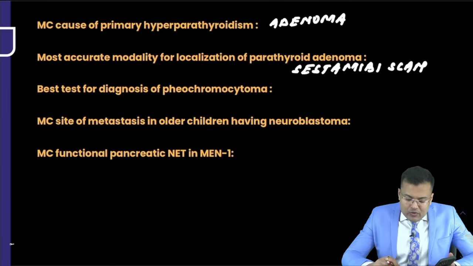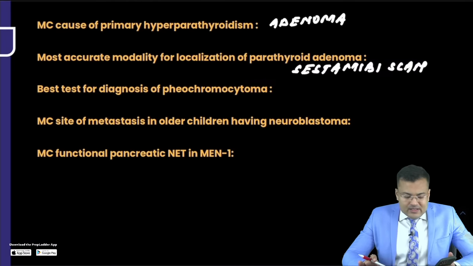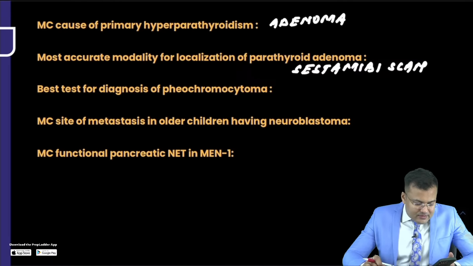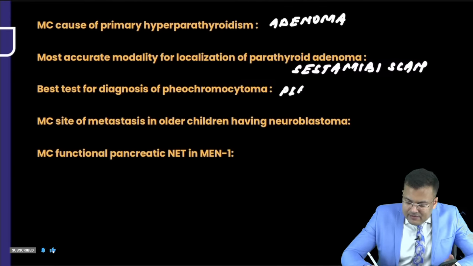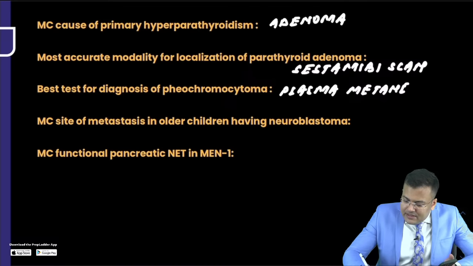Now you tell me, what is the best test for diagnosis of pheochromocytoma? Best test, tell me, guys. No, it's not investigation of choice. Best test. Bhargavi, you are correct. It is plasma metanephrines. So best test for diagnosis of pheochromocytoma is plasma metanephrines.